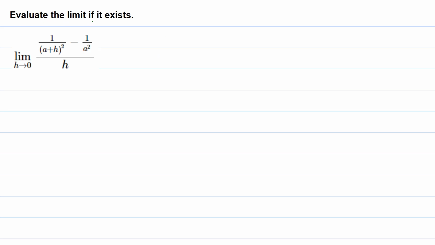Evaluate the limit if it exists. So we have a fraction: 1 over (a plus h) squared minus 1 over a squared, all over h. If we plug in h equals 0 directly, it's going to be 1 over (a plus 0) squared minus 1 over a squared, so 0 on the top.